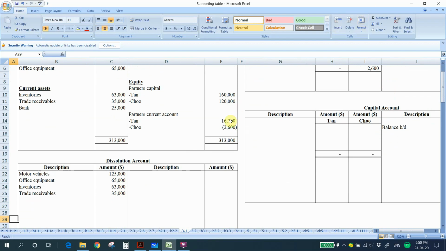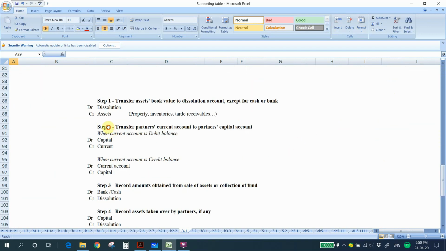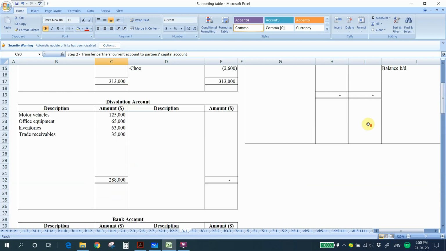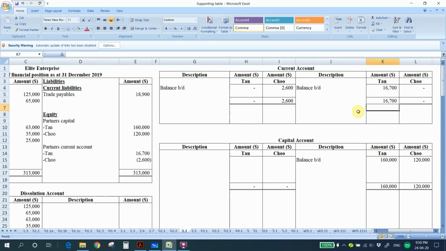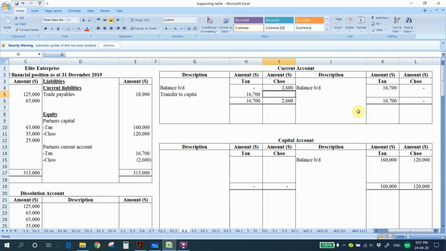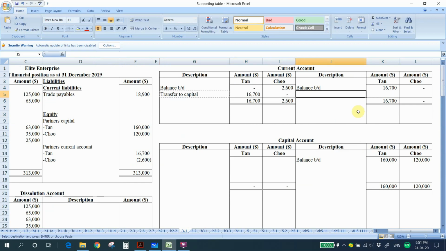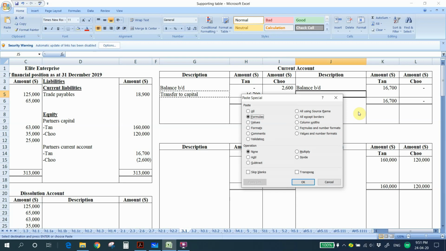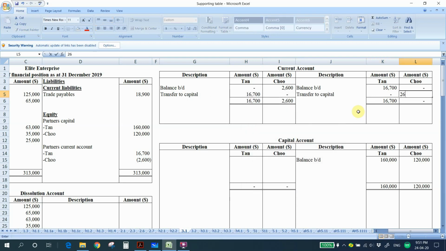So basically we have completed step 1. Let's take a look at step 2. In step 2, we are required to transfer the current account to the capital account. Let's come back to the current account. For the balance of Dan, in order to transfer this amount to the capital account, we have to record on the debit side in order to balance. And for Chu, we have to record on the credit side.